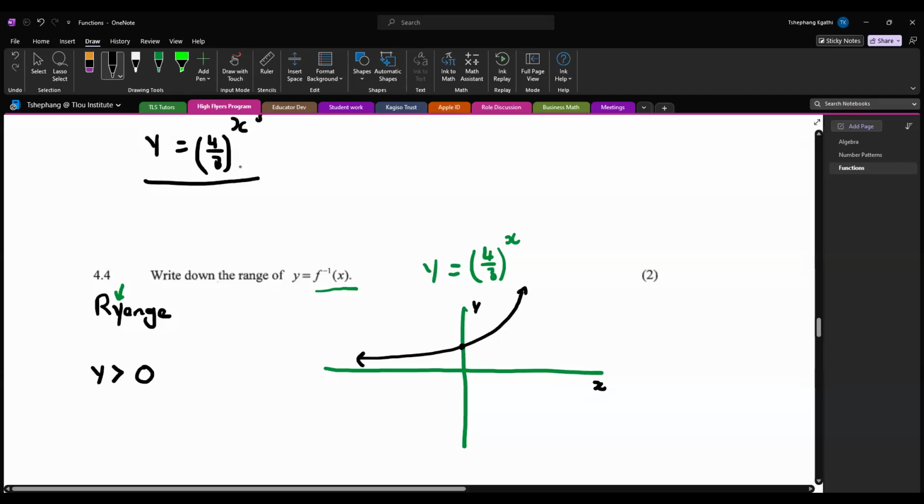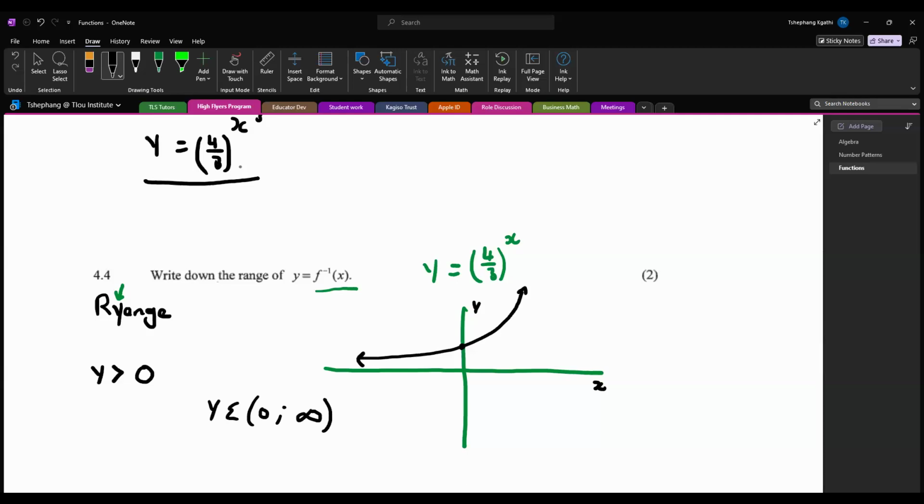Alternatively, you could have said y is an element from 0 all the way to infinity. Infinity is never included. Why? Because we haven't found infinity. If you say you found infinity, then somebody can just come and add 10 to your infinity, so the graph will still carry on. That's why we never include infinity. And we don't include 0 because the graph doesn't touch 0.